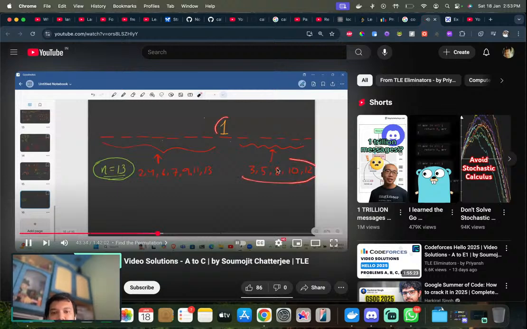That means that all these nodes, 3, 5, 8, 10, and 12, were actually neighbors of 1 in the input graph, and all these nodes were not neighbors of 1 in the input graph. Great. Now, try to find out where I can place 2. So I placed 1. Where can I place 2?